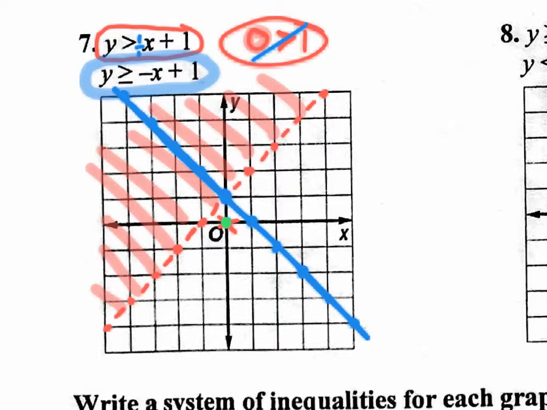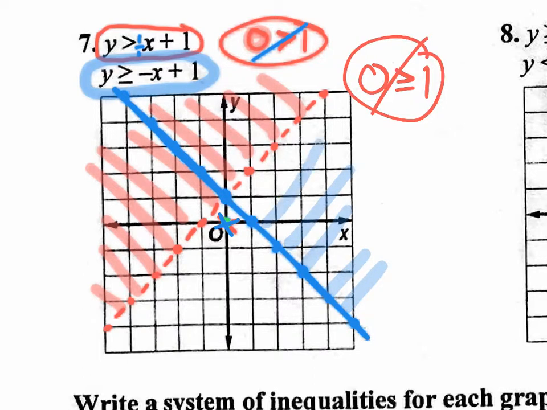On the bottom equation, plug in a 0 for y and a 0 for x. It's going to say 0 is greater than or equal to 1. And again, that's going to be false. 0 is not greater than or equal to 1. So it does not work. So again, the origin is not an answer. So the answers are on the other side of the blue line. So I would lightly shade in the other side of the blue line.